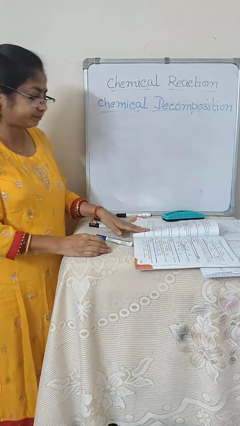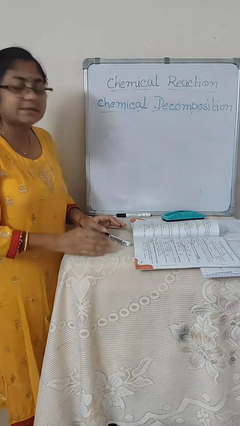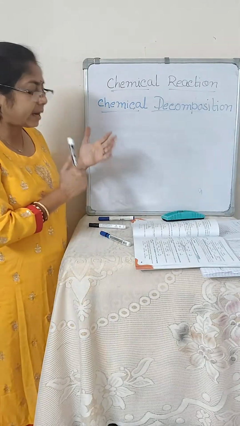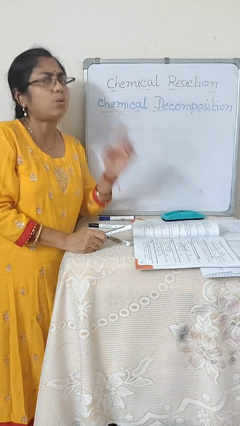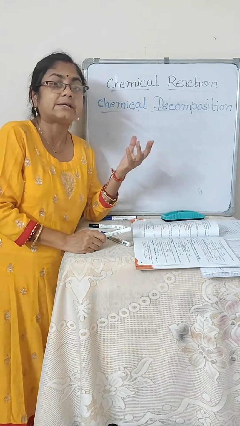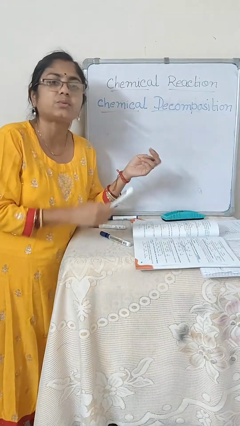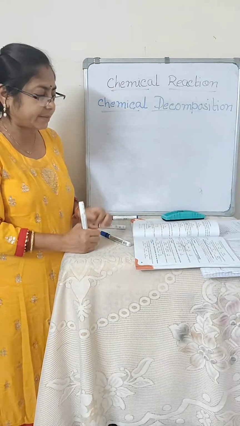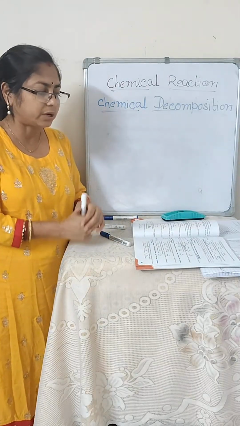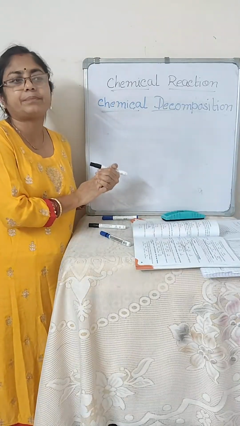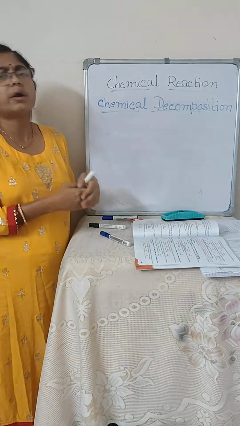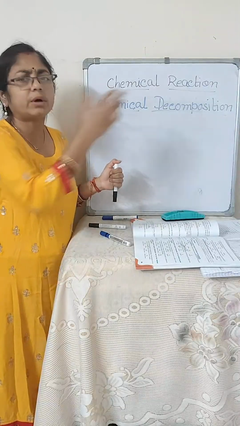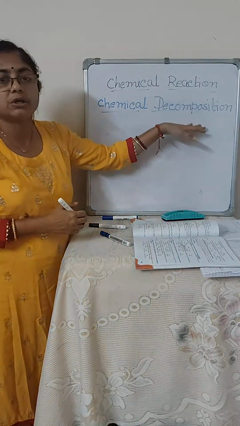Okay, now I tell this one. First I tell what is the definition. What is the definition? When a single chemical compound participates, here one substance is the participant. Since it is decomposition, the compound is the participant. In the presence or absence of heat or any other energy, the main product is divided into 2 or 3 parts. It is called chemical decomposition.